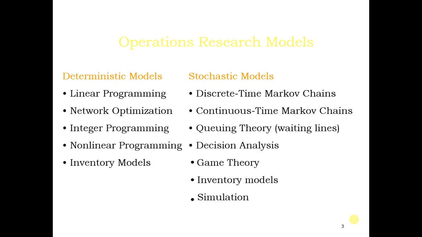So the deterministic model deals with five major concepts: linear programming, network optimization, integer programming, nonlinear programming, and inventory models. Linear programming deals with the process of maximizing the given profit or minimizing the given cost. We'll be applying many algorithms or techniques like the simplex method, two-phase method, big M method, and so many other methods. Network optimization deals with the process of minimizing the flow or the data flow in the network.